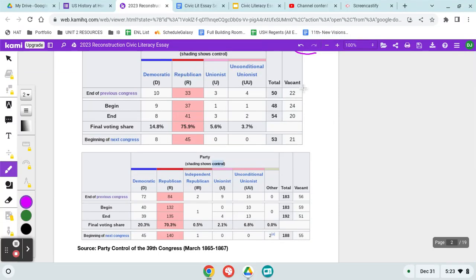What you're seeing here with these vacant seats are, and I'm going to even mark this as like, it's an effort of the Confederacy, right? Like this document is showing that at the beginning of Reconstruction, the Confederate government and the former Confederate states are not represented in Congress.